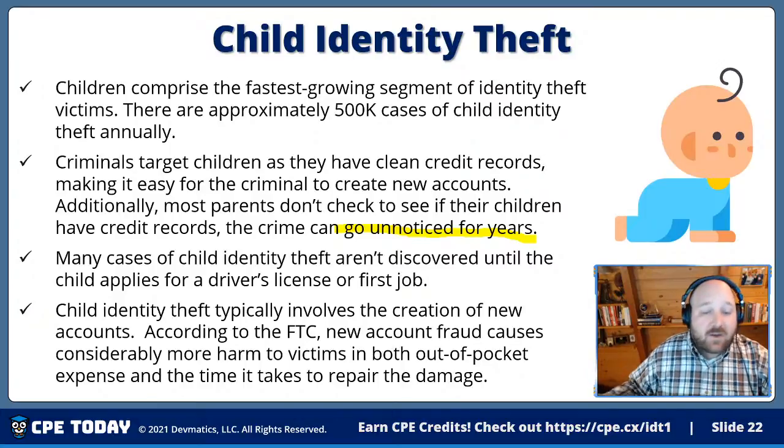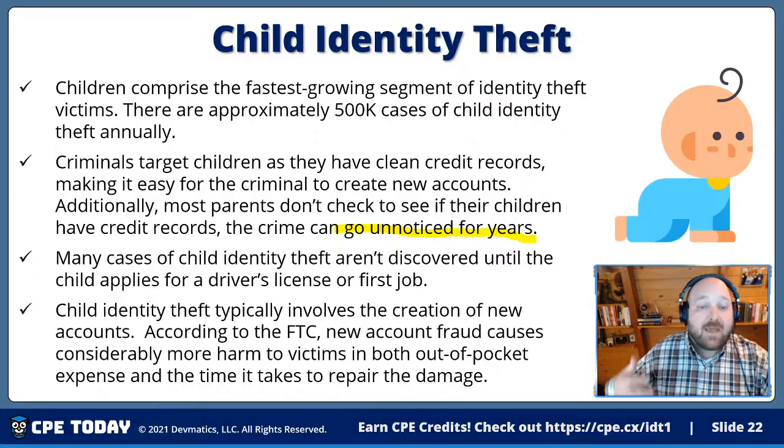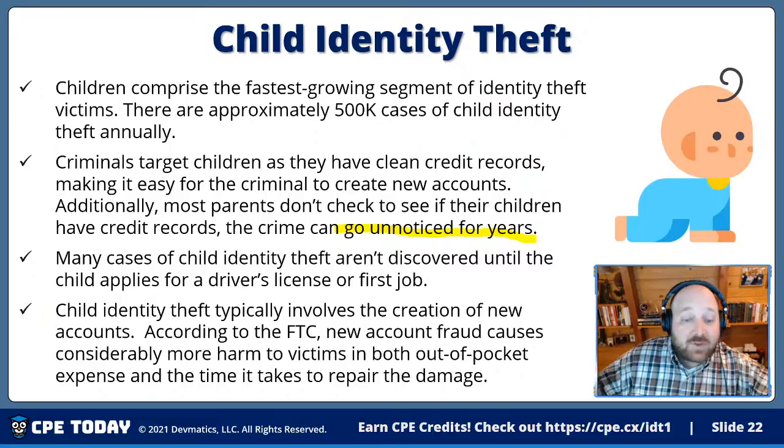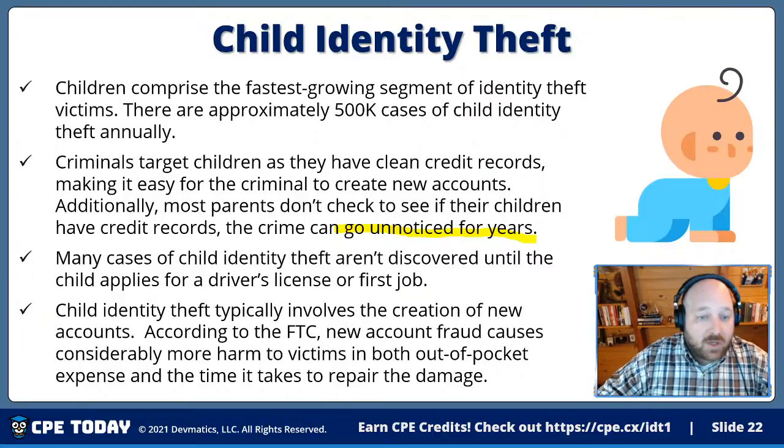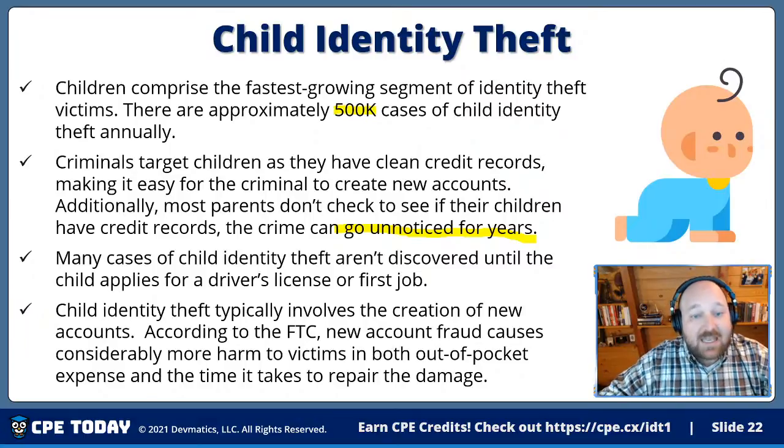And then all of a sudden they go to college or they go to get a job and now they find out about it. And then it will take often an extremely long time to resolve. Now, children are the fastest growing segment of identity theft victims. There's about 500,000 cases of identity theft with kids every year. And why do criminals like them?